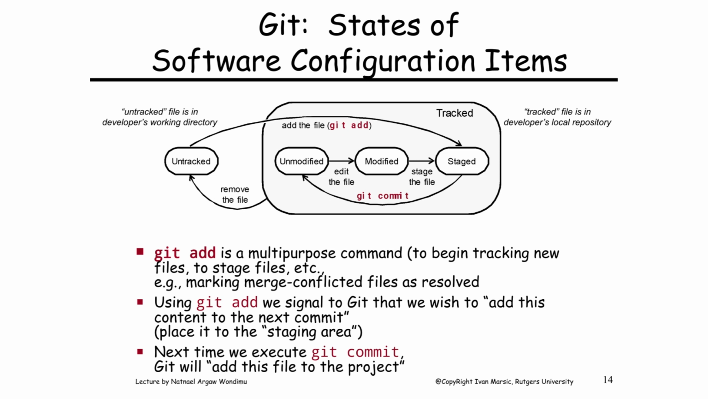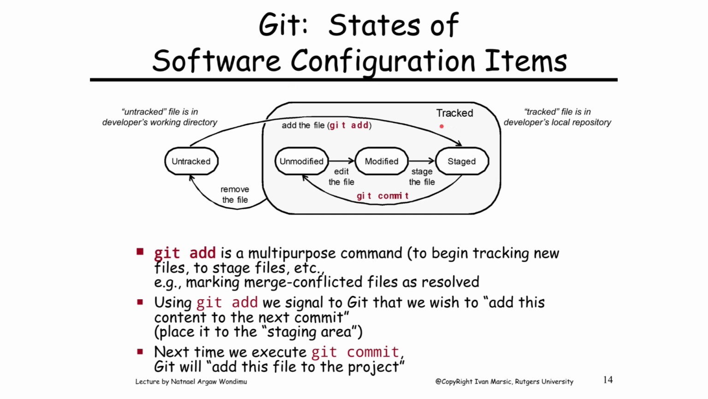Generally, there are two major states of software configuration items. The first one is untracked, and the second one is tracked. Untracked files cannot be considered as configuration items because they are not part of the version control environment. Untracked files are files in the developer's working directory, okay? But tracked files are files in the developer's local repository or workspace.